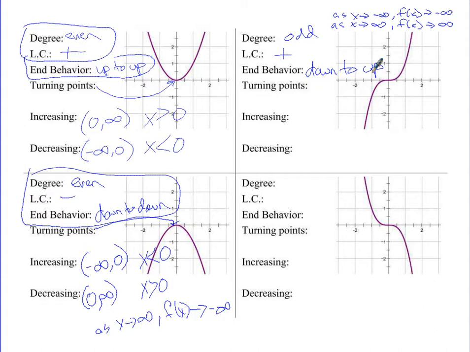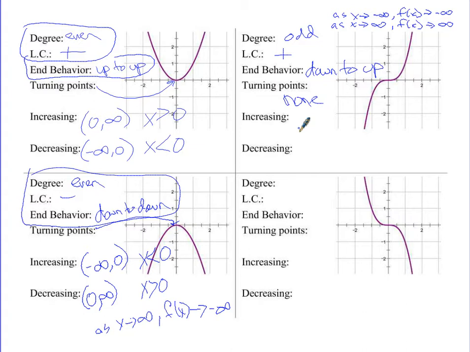Do we have any turning points here? No, actually we don't. We're increasing, and we're still increasing. So we never turned around. So there are none on this one. On this one, it doesn't mean that in an odd degree polynomial there won't be any. On this particular one, there are none.